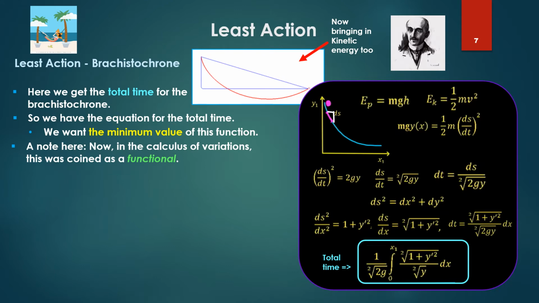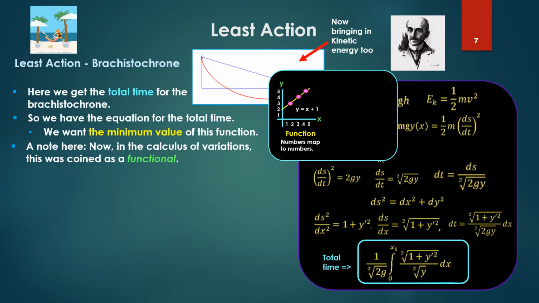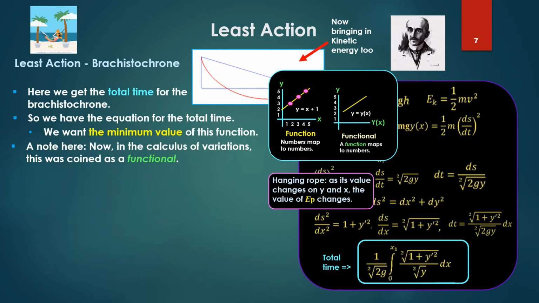Now a note here. In the calculus of variations, as Euler invented it, this was coined as a functional. In a regular function, we're mapping numbers to numbers. We have a little equation there, y equals x plus 1. So if x is 3, then y equals 4. In other words, we're mapping x is 3 to y is 4, mapping the numbers. In this calculus of variations case, we've got functionals. We're mapping a number to a functional, y of x. That is, as things change, as y changes, the vertical dimension, as the x-axis changes. So we have a functional. Just an interesting thing that was introduced.